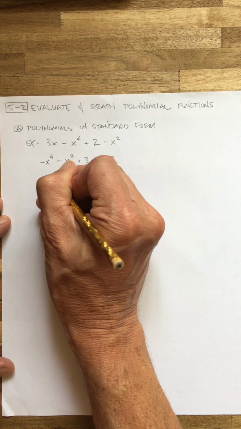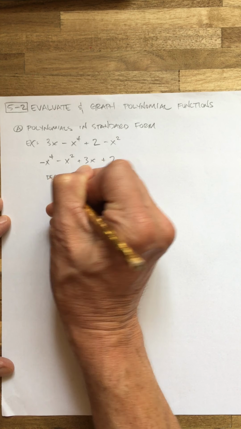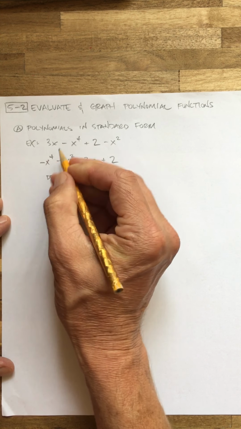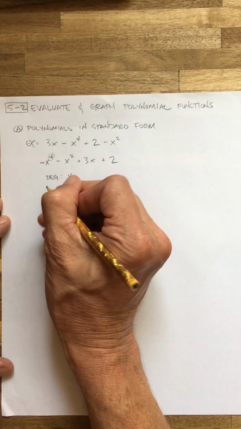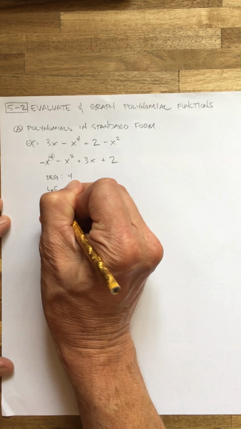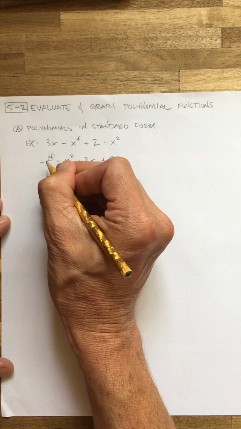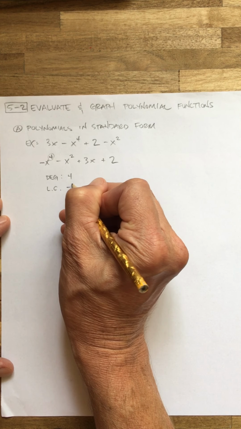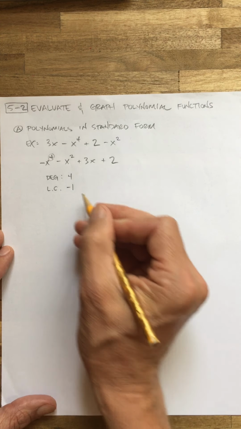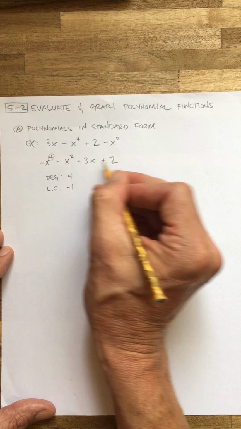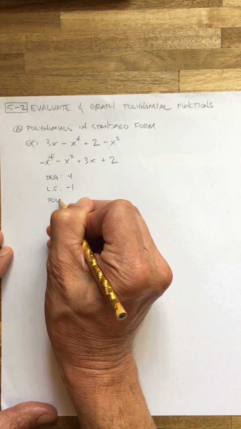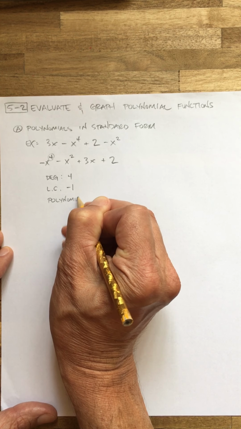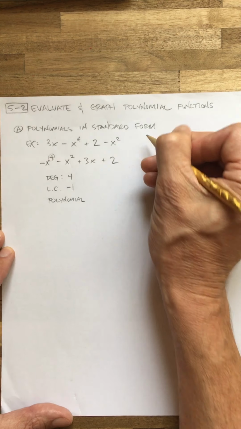So the degree is 4. That's determined by this guy, right? That's the degree. The leading coefficient is -1. And this is 1, 2, 3, 4 terms. So we're going to call it just a polynomial. Polynomial. Okay.